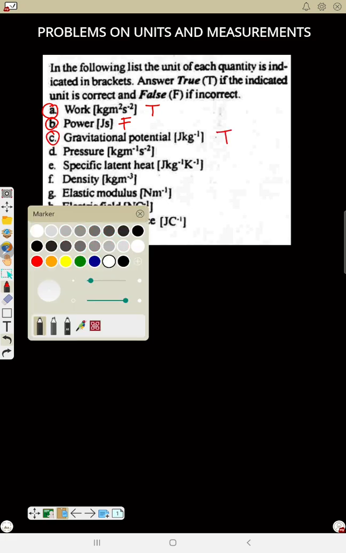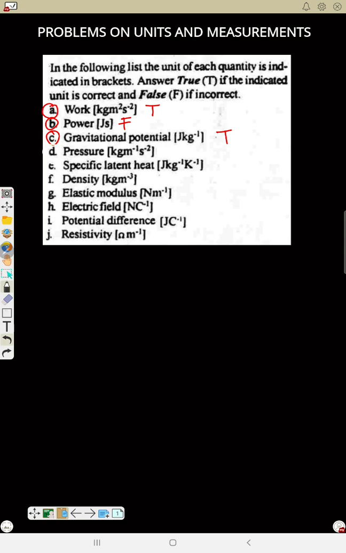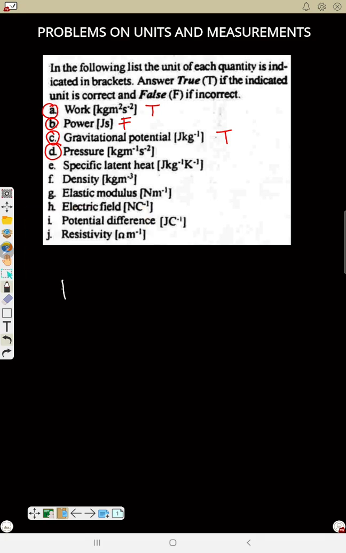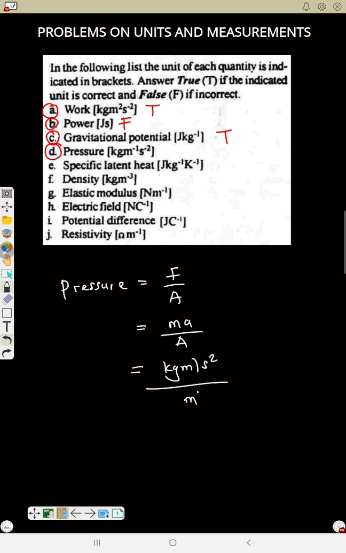Now let's say the D. Pressure. What is pressure? We know that pressure is equal to force over area. We know that force is mass times acceleration, over area. So mass is kilogram, acceleration is meter per second squared, area is meter squared.